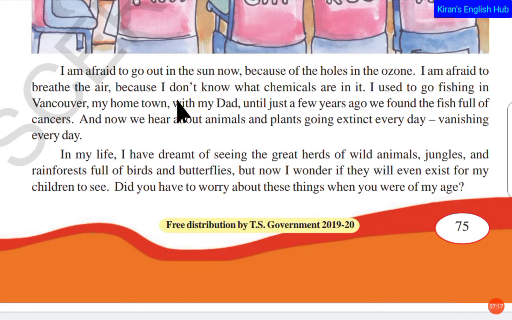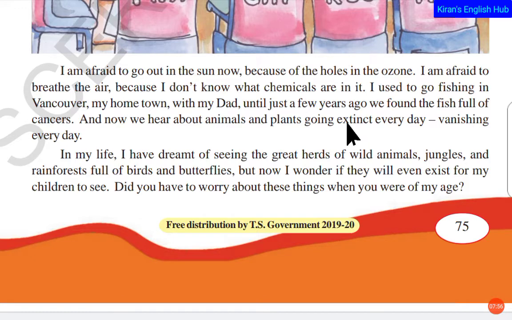Next, I'm afraid to breathe the air because I don't know what chemicals are in it. She is also telling that the air is completely contaminated, completely polluted, and because of that, she is afraid to breathe that air. She is telling, I don't know what type of chemicals are in that air, because many big factories are just releasing whatever dangerous chemicals they have into the air. So that same air is taken by us, and we get so many health diseases, lung diseases, and breathing diseases.